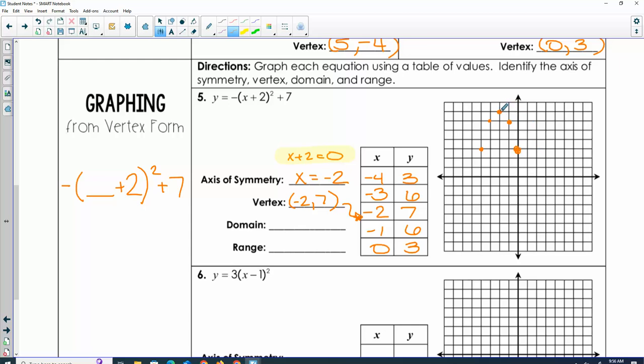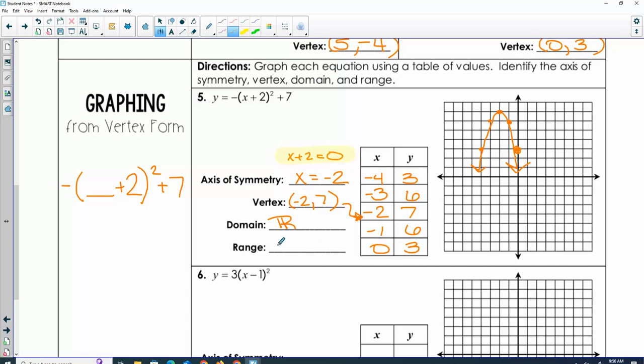Make sure you're connecting your dots, and it keeps going. How did we know at the beginning that this one was going to open down? There's a negative in front. What's the domain always? All real numbers. So you can either write out in words all real numbers. The symbol for all real numbers is an R with a double bar on it.